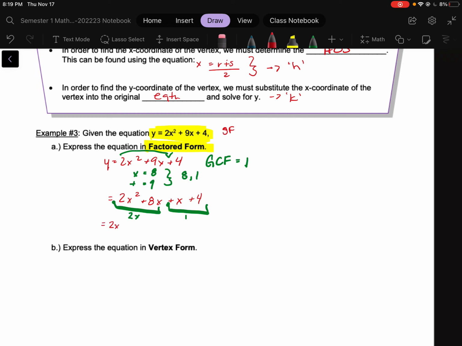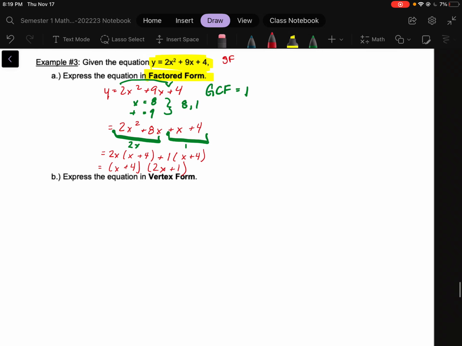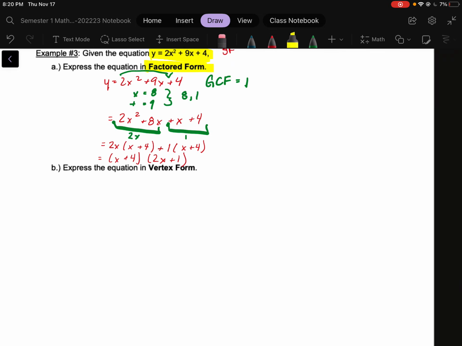Given that, 2x stays on the outside, and what's left over is x plus 4. And when 1 stays on the outside, we're just going to keep it with the plus, or you can add a 1. We're going to have x plus 4. And then when we group these together, we're going to have x plus 4 and 2x plus 1. So that is something that we've learned at the very beginning. Now, we have vertex form that we need to go to.